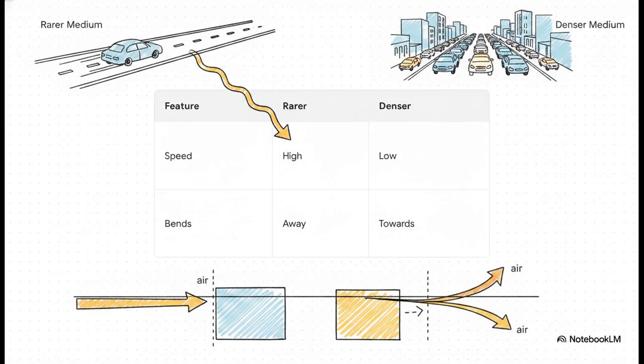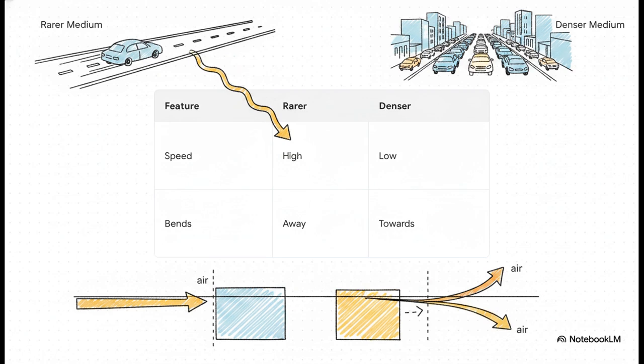Now here is the absolute golden rule you must remember for your exams. When light goes from a rarer medium to a denser medium, meaning it goes from moving fast to moving slow, it bends towards the normal. And the normal is just an imaginary perpendicular line we draw right at the surface boundary to help us measure things. Conversely, when light escapes from a denser medium back out into a rarer medium, so it goes from slow back to fast, it bends away from that normal line. So the bending direction depends entirely on its speed in that specific medium.